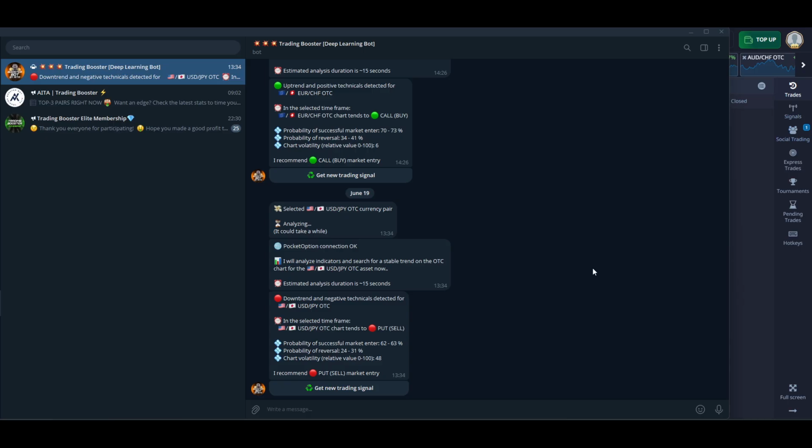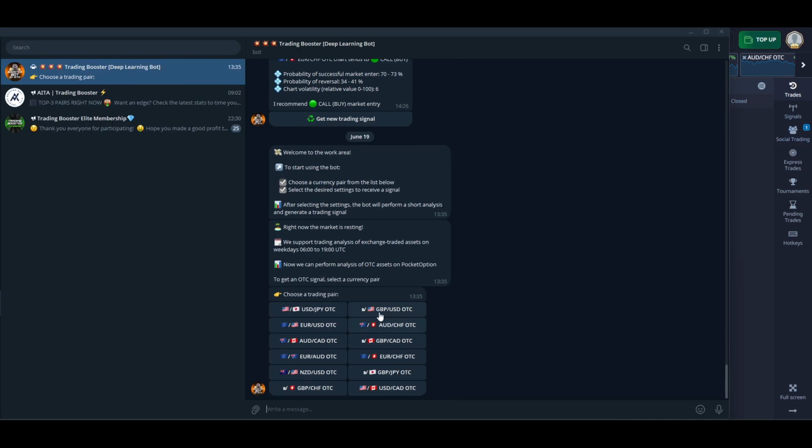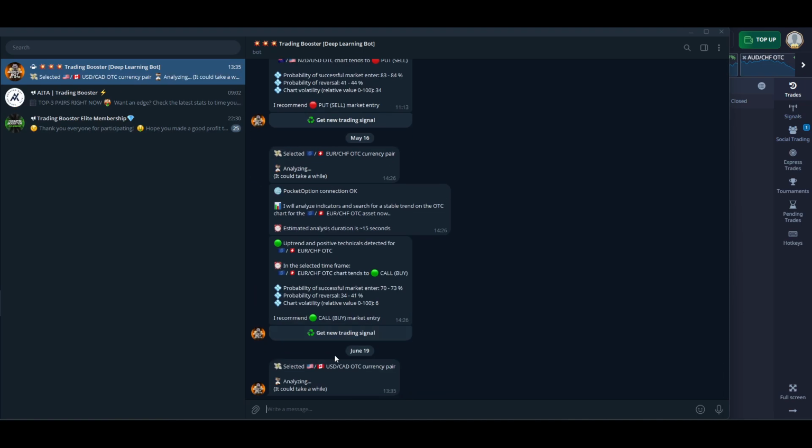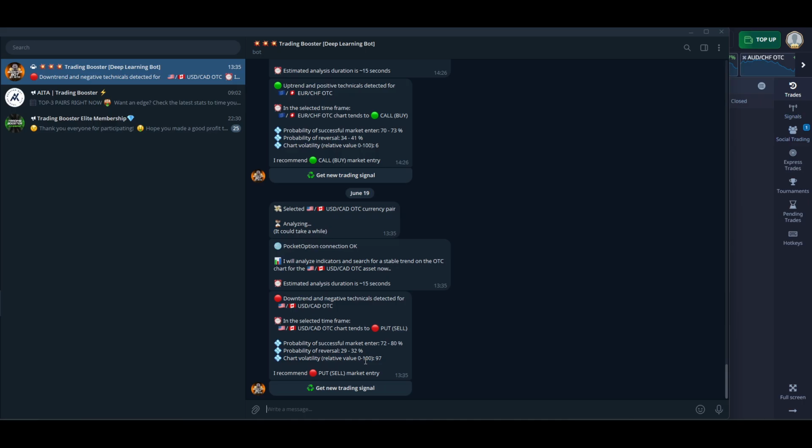Now, let's look for another currency pair. US dollar to Canadian dollar. I'm choosing this currency pair. We'll also select it in the booster bot. And now, the trade duration. On the OTC market, I recommend using either 1 minute or 3 minutes.